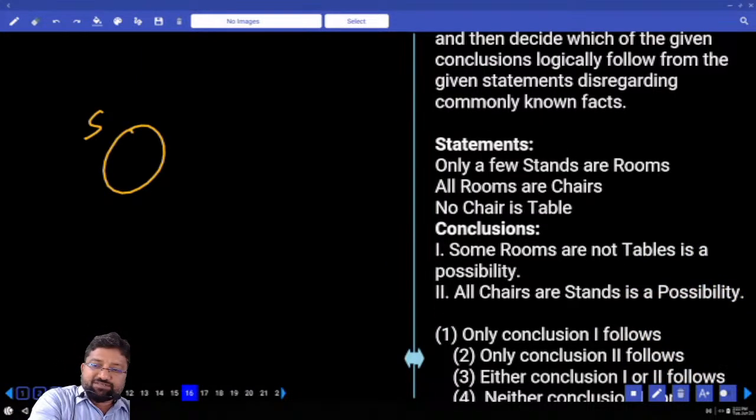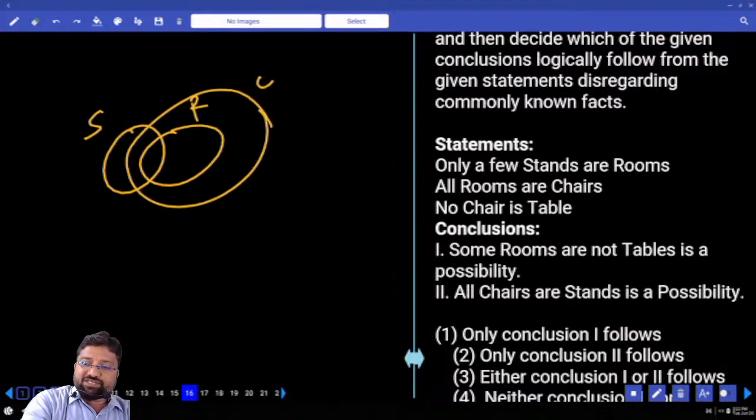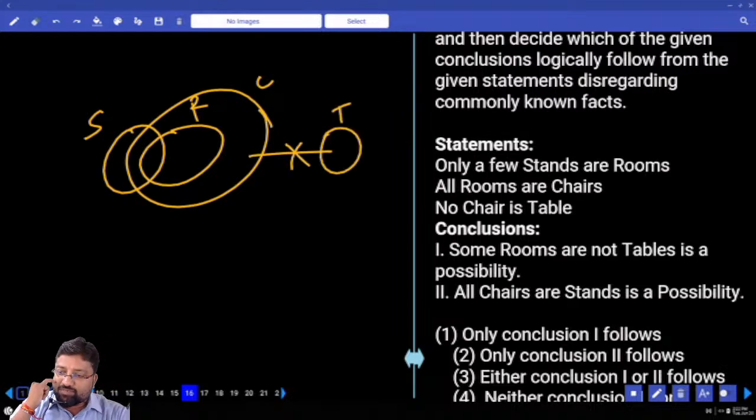Only a few stands are rooms. All rooms are chairs. No chair is a table. First one, some rooms are not tables is a possibility. Some rooms are not tables is directly possible in the basic diagram. 100% guaranteed is right. All chairs are stands is a possibility. Can I take all the chairs and put them inside stands? Or else can I simply write C equals S? Any problem? Is it a possibility? Yes.